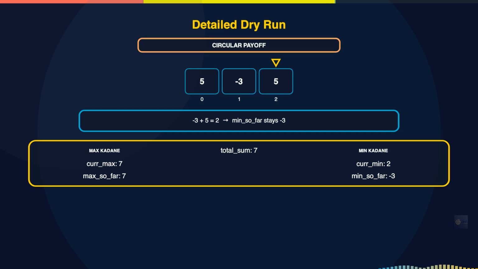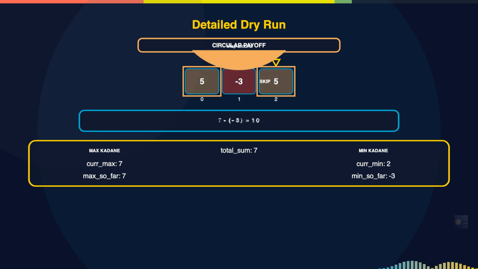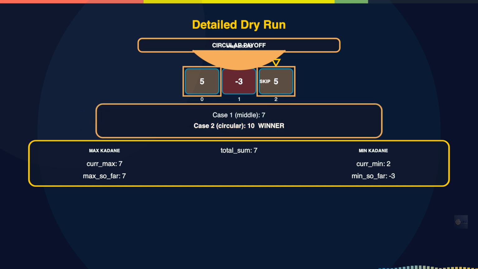Phase 3 is the circular payoff. Circular max equals total sum minus minimum subarray sum. 7 minus -3 equals 10. Watch the circular arc connect index 2 back to index 0, skipping the -3 in the middle. That wraparound subarray is 5 plus 5, which equals 10. Comparing our two candidates, 7 from case 1 and 10 from case 2, the winner is 10. This represents the circular subarray at indices 0 and 2, skipping -3 in the middle.